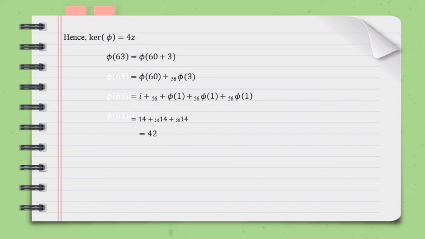Next, phi(63) equals phi(60 plus 3), which equals phi(60) addition modulo 56 with phi(3), equals phi(60) addition modulo 56 with phi(1) addition modulo 56 with phi(1) addition modulo 56 with phi(1). We get 14 addition modulo 56 with 14 addition modulo 56 with 14, and we get phi(63) equals 14.